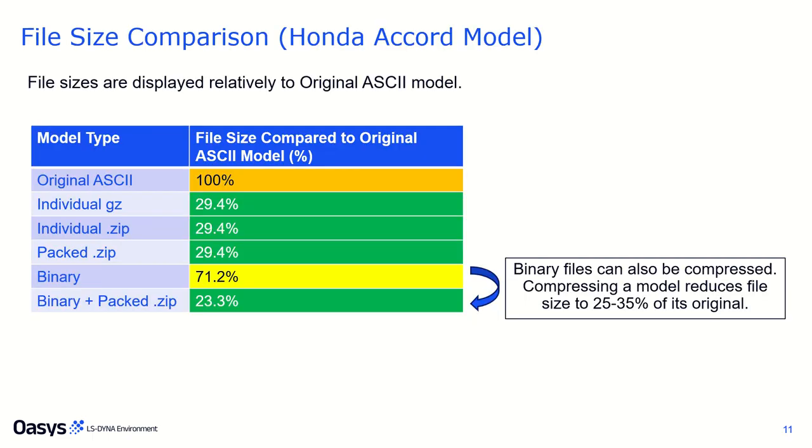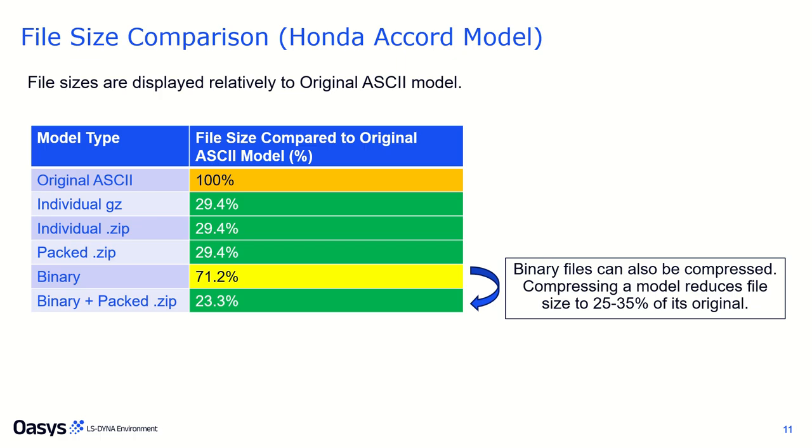So we have the Honda Accord model. And this model, we have tried it out to zip it up in different formats to give you an idea of the reduction in file size relative to its original ASCII format. As you can see, when we zipped it up into an individual .gzip, individual .zip, or pack .zip file, we get around 29.4% of its original output. So that's a huge reduction in file sizes.